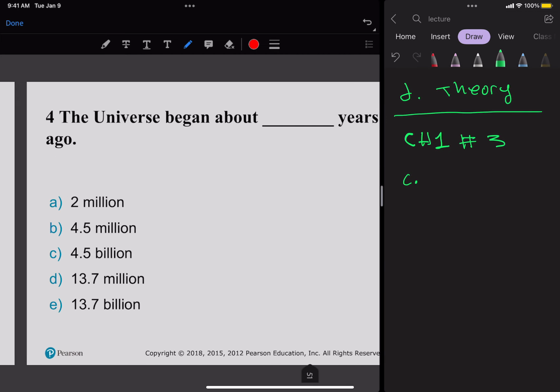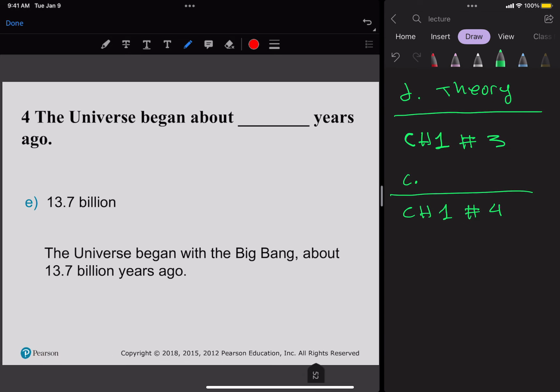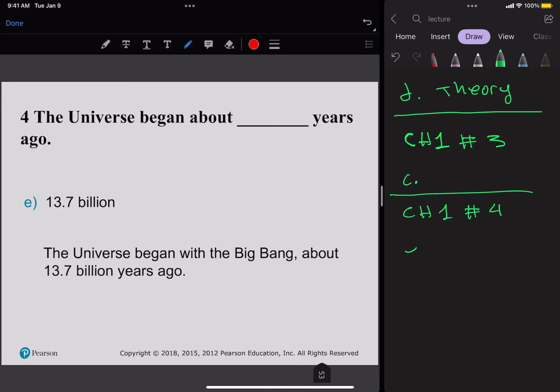Okay, so let's go on to chapter 1, number 4. How old is the universe? Okay, let's check. Chapter 1, number 4, it's E. The universe is about 14 billion years old, or 13.7 billion years old.